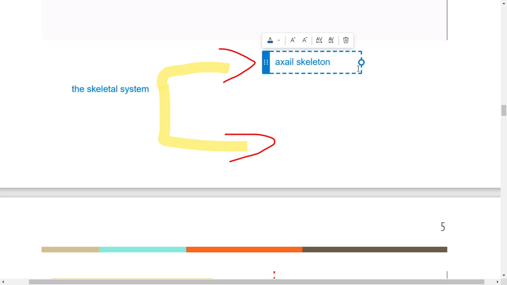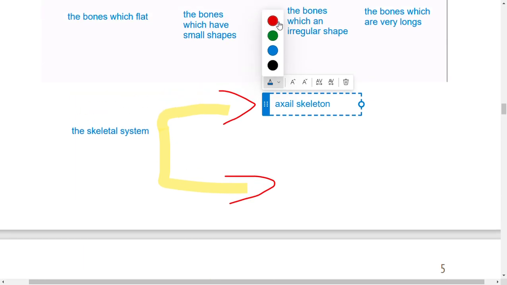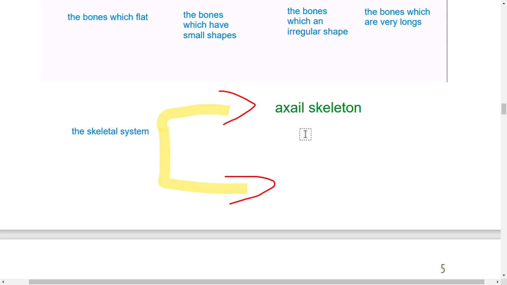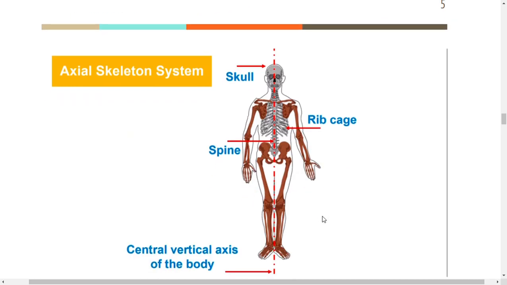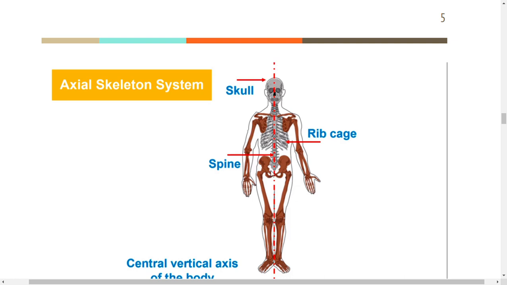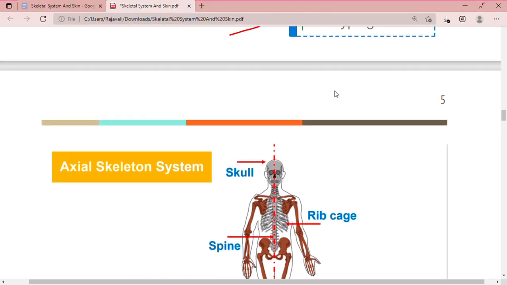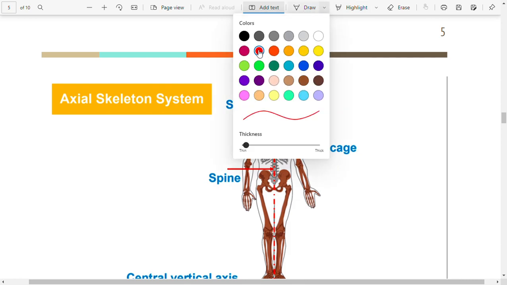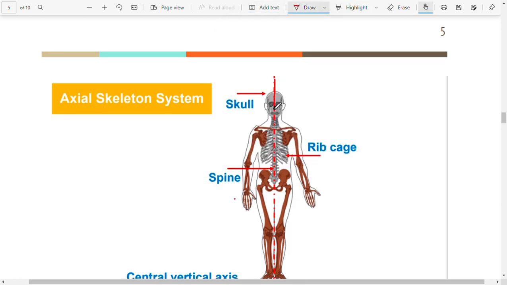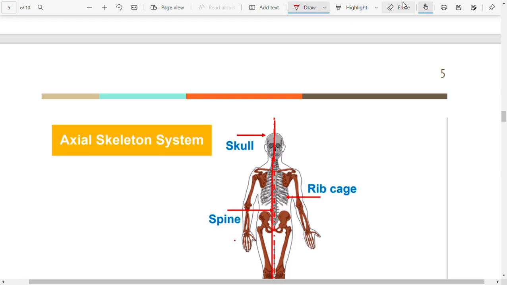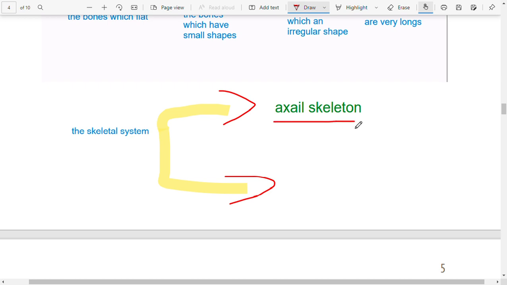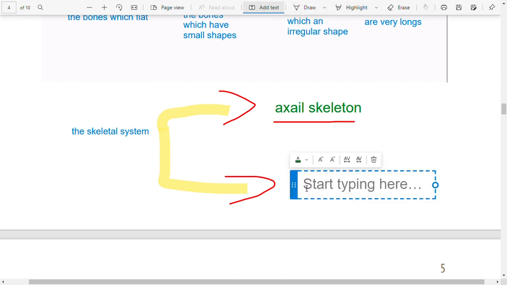Now what is the axial skeleton? What does axial skeleton mean? The axial skeleton is the skeleton which is along the central vertical axis. I hope you can see this vertical axis. I will just highlight it. This central vertical axis over here, which is given. The bones which are along it come under the axial skeleton. I hope you are clear with this.